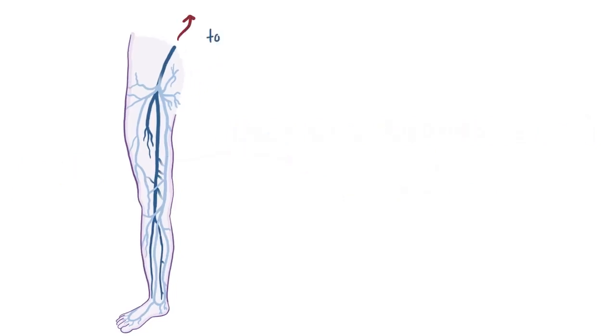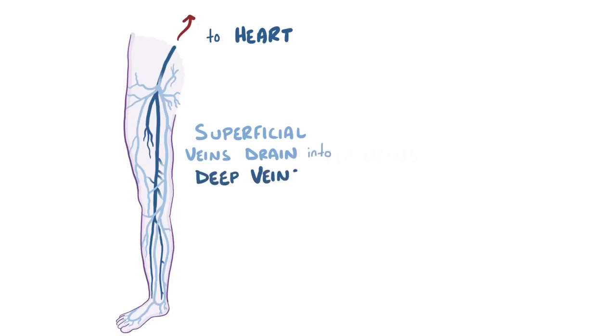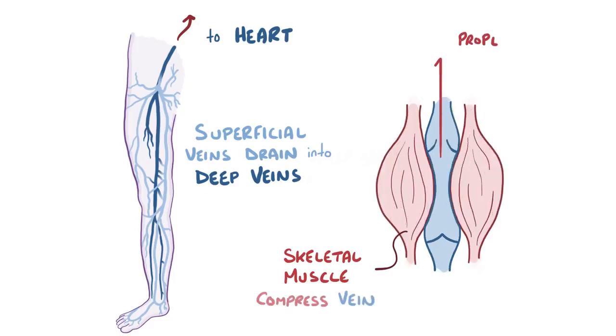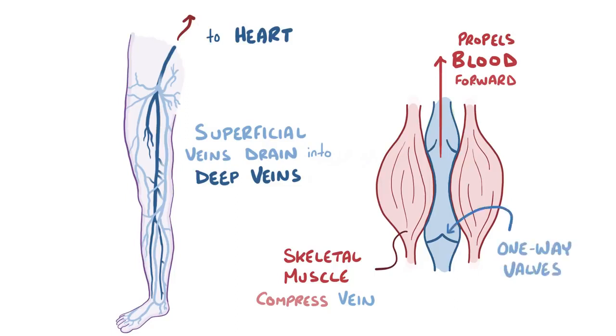Normally, blood makes it back to the heart from all the tissues and organs through a network of veins that merge over and over. Superficial veins drain blood into deep veins, which rely on the skeletal muscle pump to move blood forward. The way this works is that the surrounding skeletal muscles compress the vein and propel blood forward, and the veins prevent blood from moving backwards by using one-way valves.